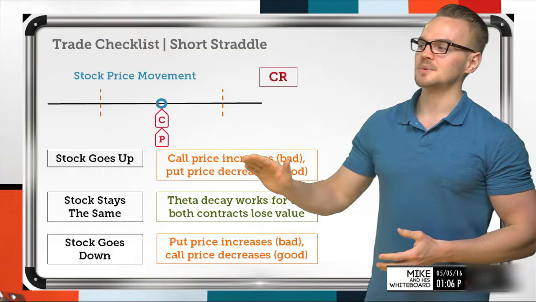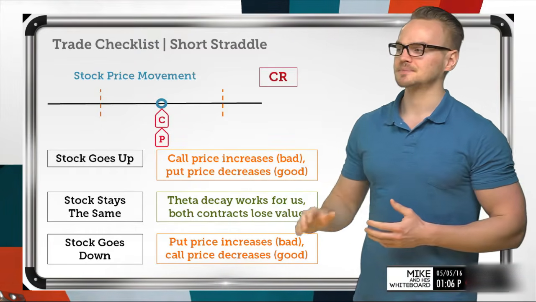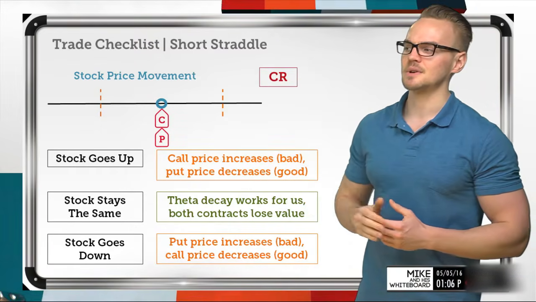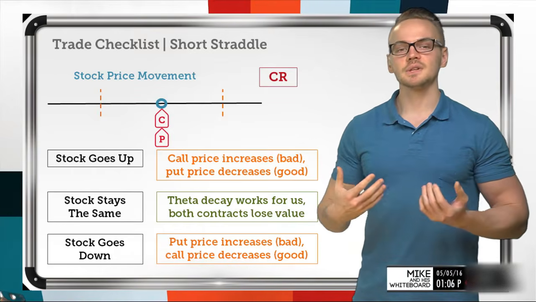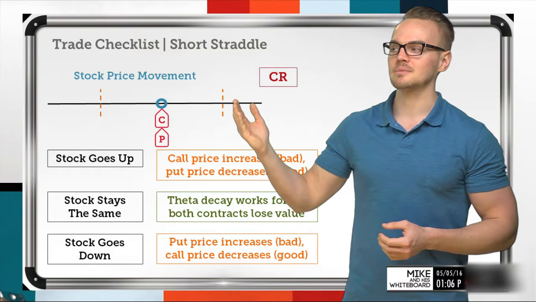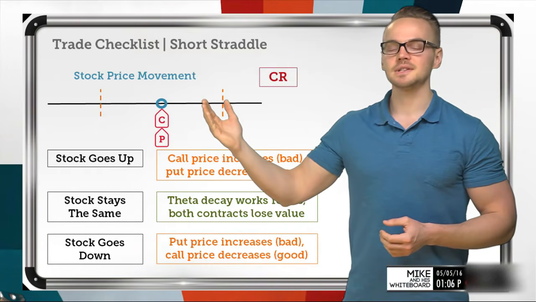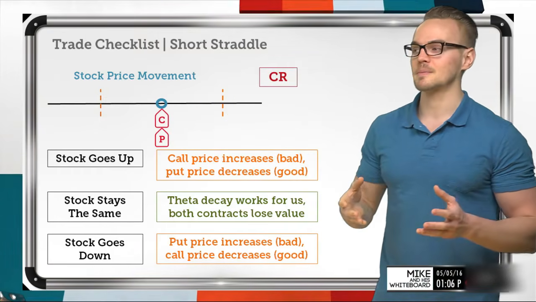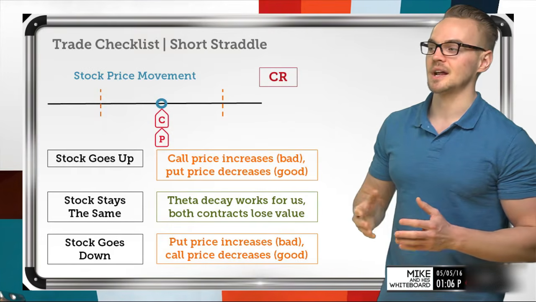So the call price would increase, which is going to be bad for us. But the put price is going to decrease, which is going to be good for us. So again, as long as our stock price doesn't move farther than our break-even point at expiration, we're going to see profit. It's really important to remember that when we're talking about this strategy here.